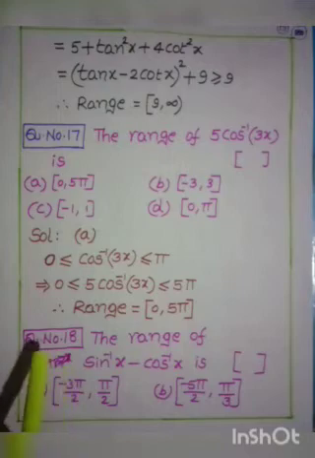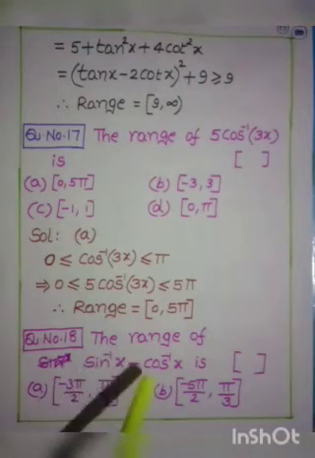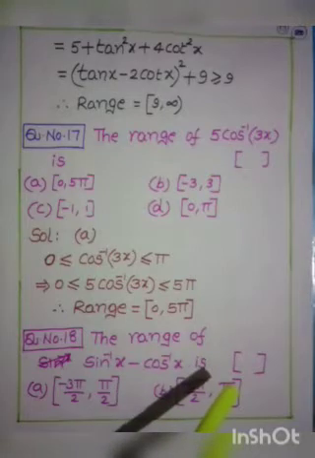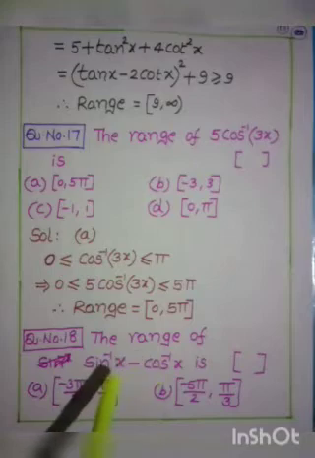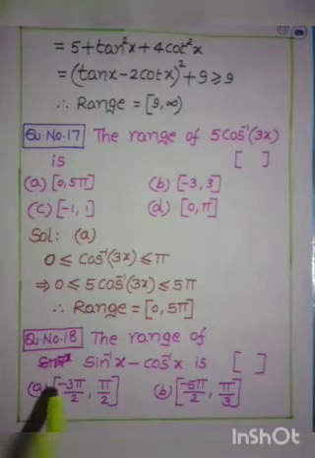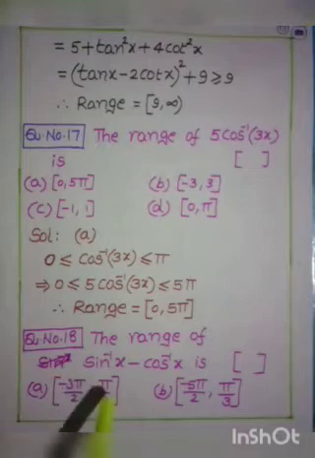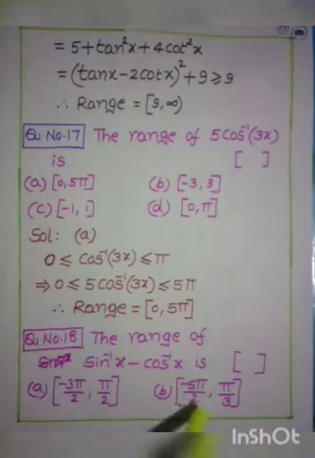Right. Now come to the question number 18. The range of sin inverse x minus cos inverse x is. This question is also based on finding the range of the given function. Option A, closed interval minus 3 pi by 2 comma pi by 2. Option B, closed interval minus 5 pi by 2 comma pi by 3.